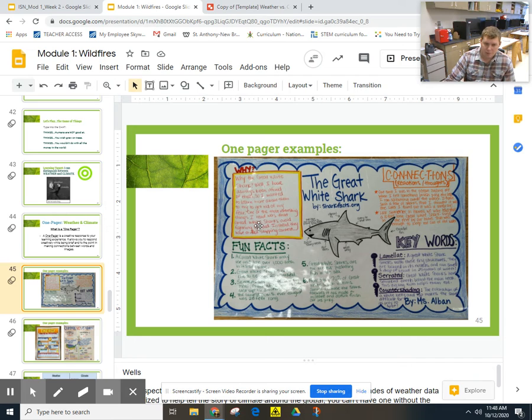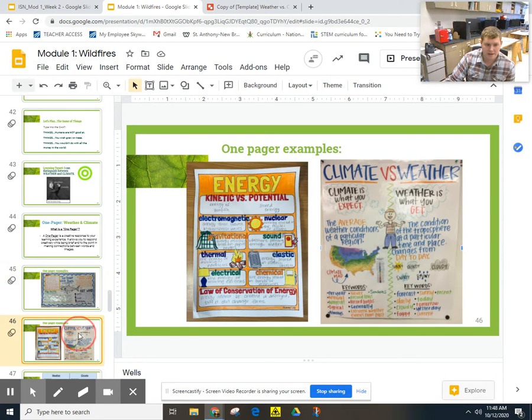You're going to put some differences between weather and climate in your own words. And this person explained why they wanted to do a one-pager on the great white shark. Notice how there's images and words, images and words, maybe symbols and words. And this is organized a little differently than yours may be today. These are a couple different examples of a one-pager.